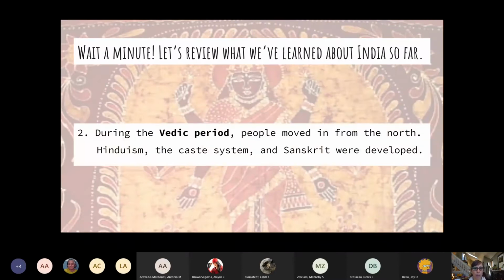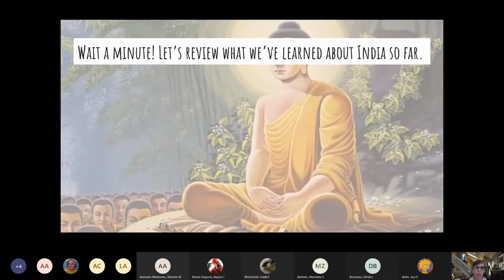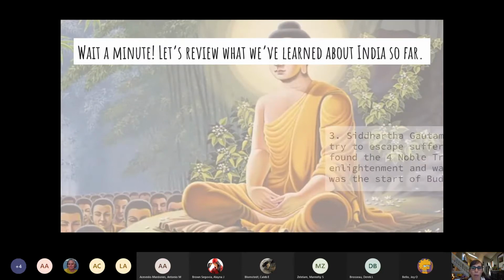Okay, the next thing that we learned was about the Vedic period. This was when the Aryan people migrated down from the north, and they joined with the people that were already in India or in the peninsula, and they developed Hinduism, the caste system, Sanskrit, and that's just to name a little bit. They really built an entire society.